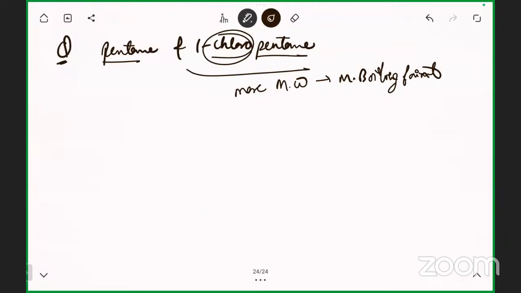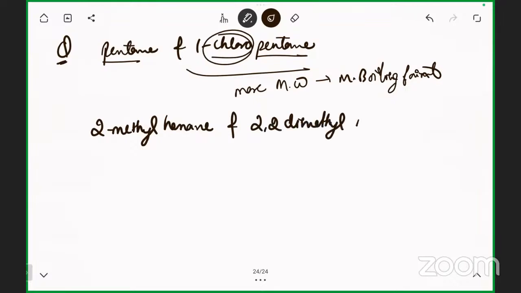Okay, I'm giving you one more example. 2-methylhexane and 2,2-dimethylpentane. Which one has the more boiling point? First think and then tell the answer. First one, sir. 2-methylhexane.